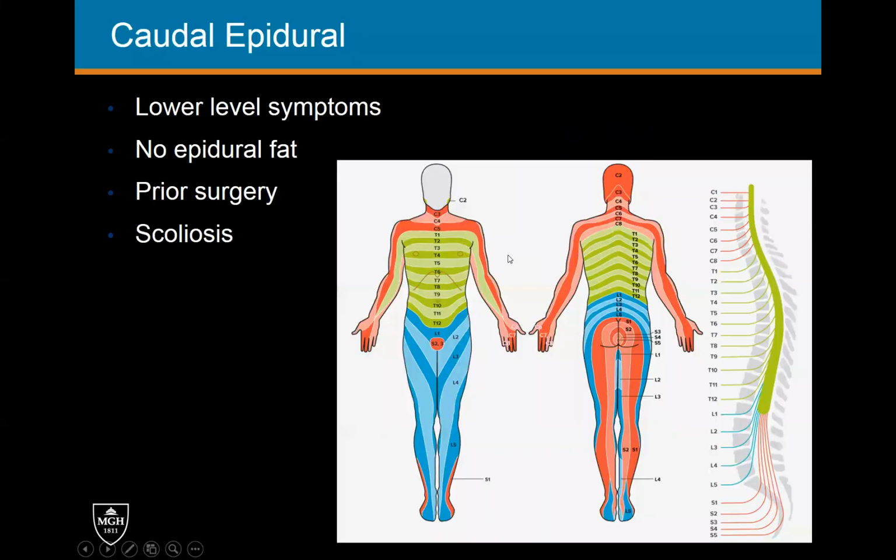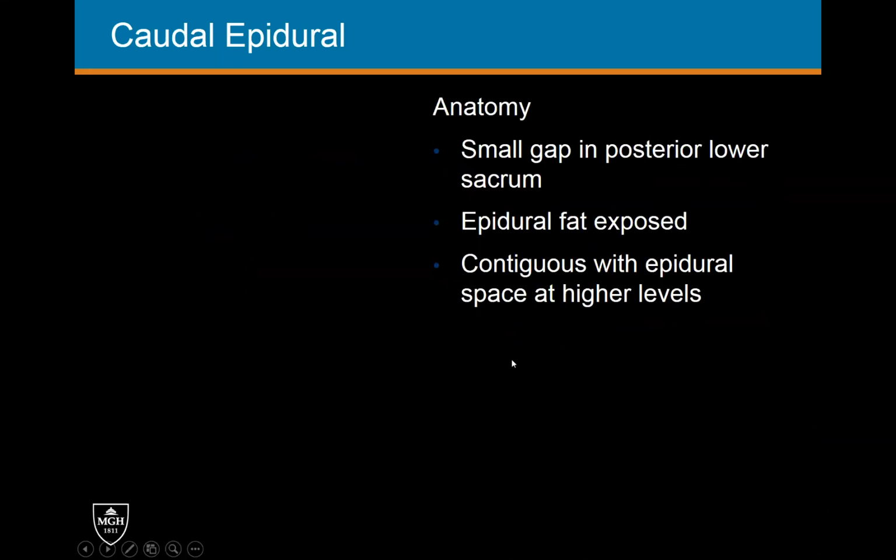All right, and one thing we also do sometimes is called a caudal epidural, and it's good for lower level symptoms, so S1, L5, that kind of thing. This is a good thing to use if you have no epidural fat, or you've had prior surgery, or the patient has really bad scoliosis and you just can't get in. So for the L5 and S1 levels.